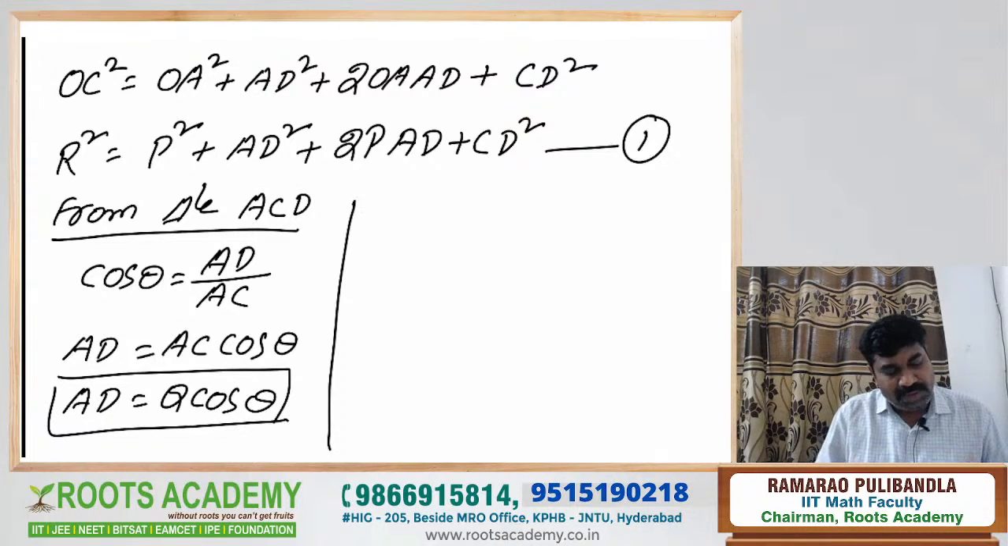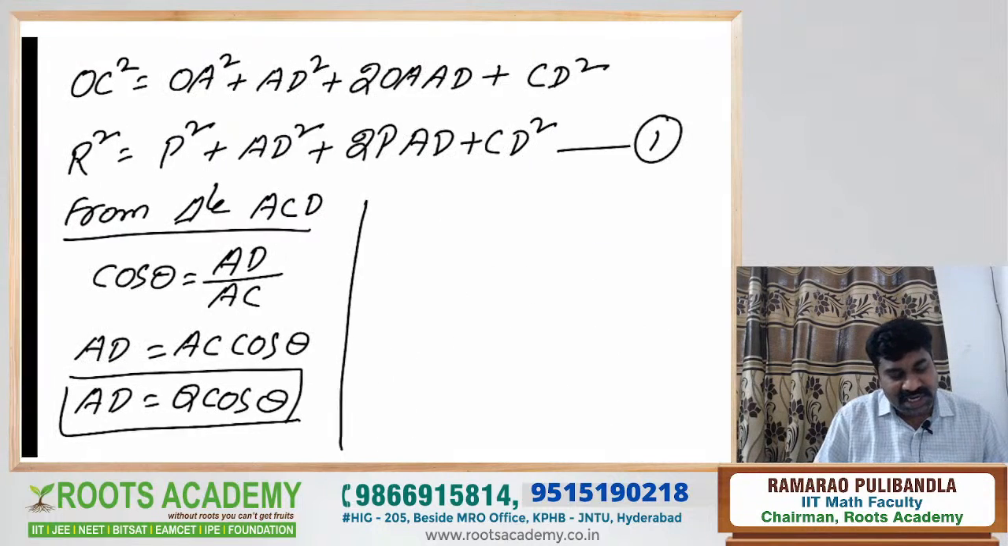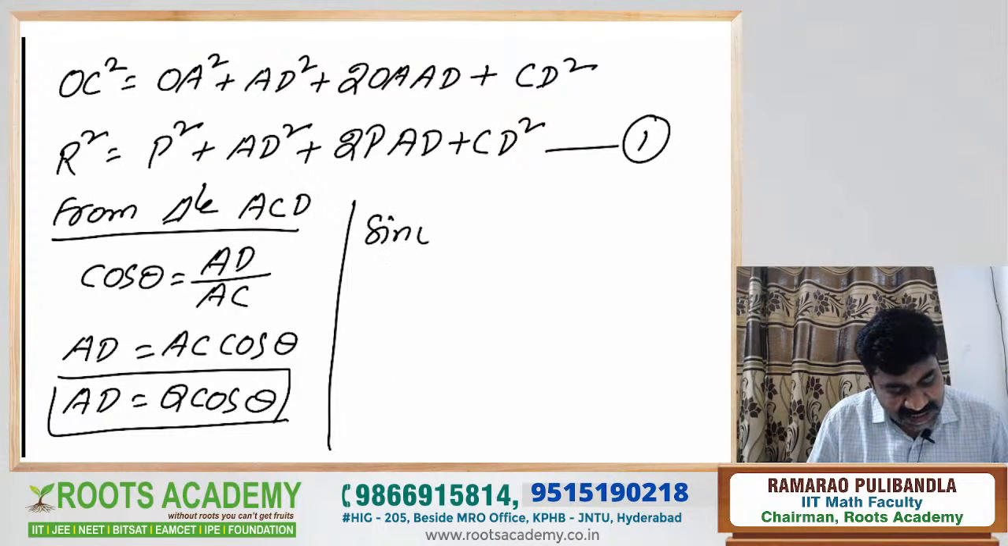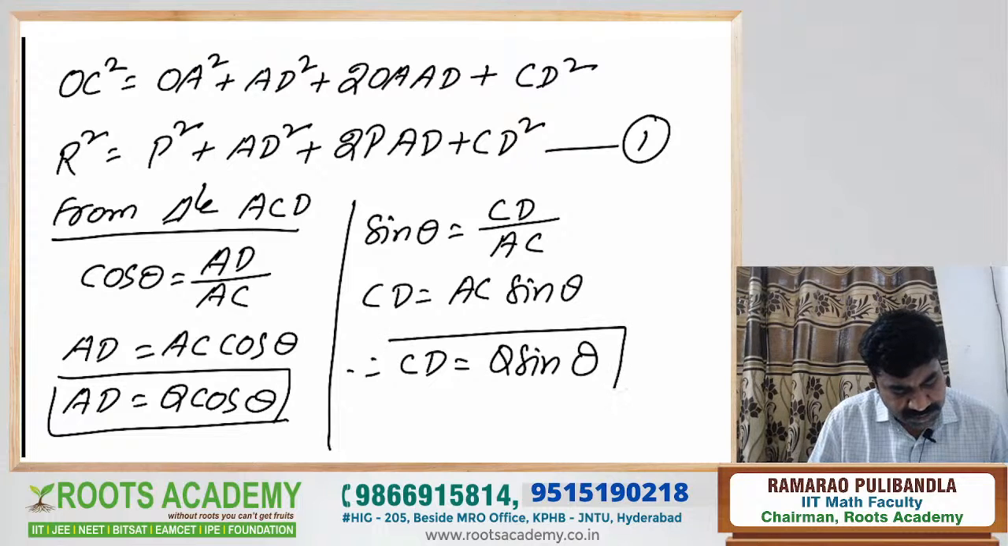Similarly, what about the CD value? CD is the opposite side. Hypotenuse is AC. What is the relation between opposite and hypotenuse? Sin theta is equal to CD by AC. CD is AC sin theta. Therefore, CD is equal to Q sin theta.